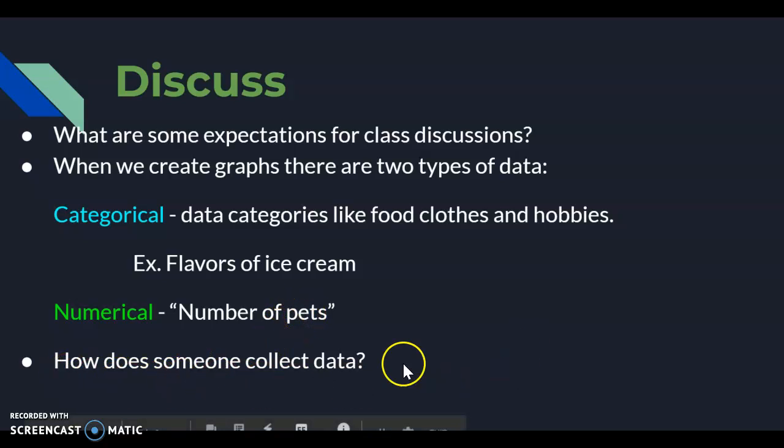How does someone collect data? The last question. Well, let's think about maybe a scientist. If a scientist is doing research on how many alligators are in a particular pond, one way that they could collect the data is to go out there and visually try to see each alligator. And they may do some other things, such as tagging the alligators to identify them, but they're going to actually count how many are in there to get that data. That's just one example.